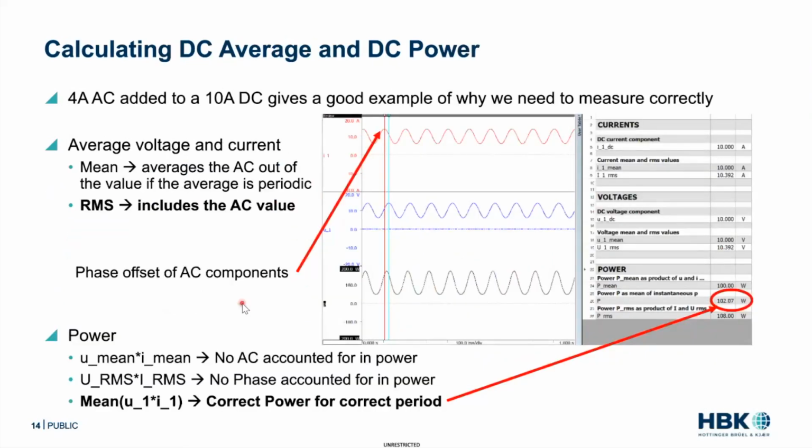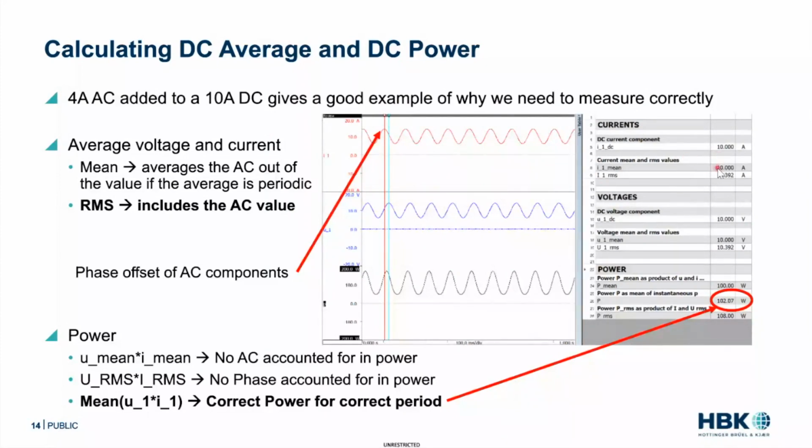So, all right, now we're going to get a little academic. I think this is where it gets fun and interesting. Let's take an example where we put 4 amps AC and 4 volts AC on top of 10 amps and 10 volts DC. In red, I have my 10 amps with a 4 amp AC coupled to it. In blue, I have a 10 volt DC with a 4 volt AC coupled to it. Now, let's look at a couple different methods.